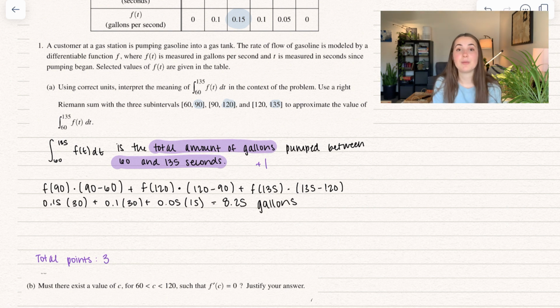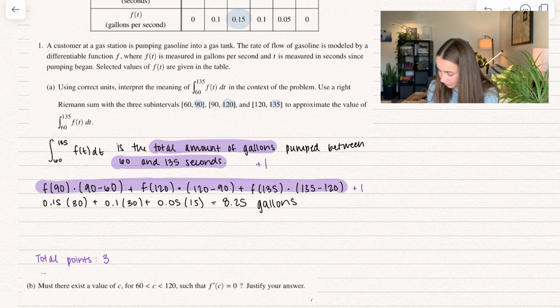The next point is going to be in the setup of the Riemann sum, so this right here. And then finally, our third point is going to be in our solution with the units. And so our third point is going to be 8.25 gallons. You lose points if you don't show your work. So you're going to lose points if you don't show the Riemann sums, right? And so that's part A.